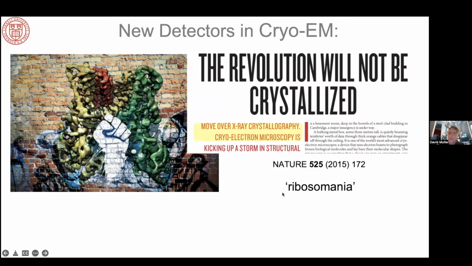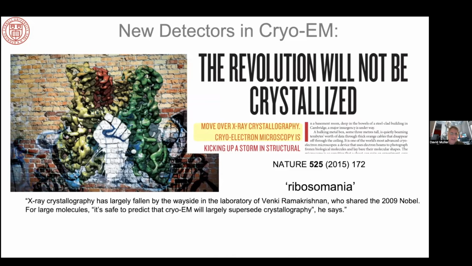We normally describe this as ribosomania because it was these small molecules that people were looking at. I'm quoting from the article here: the worst offenders for this kind of hype were the new converts from the X-ray community to the electron community. I'm not sure this is quite true yet, although when you look at the slope of the curves, certainly the number of structures solved by cryo-EM is catching up with what's done by X-ray crystallography.